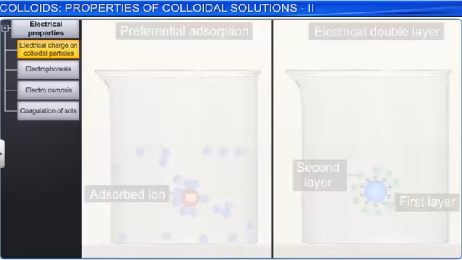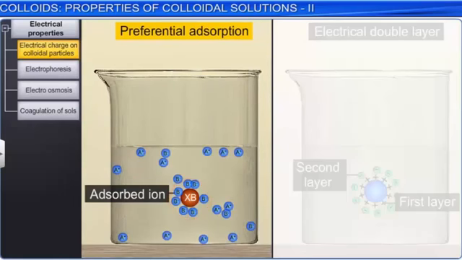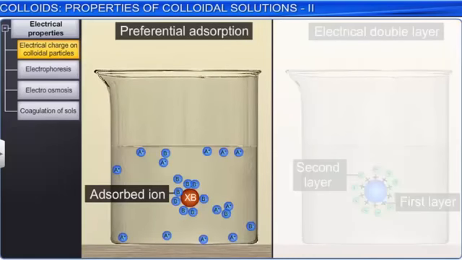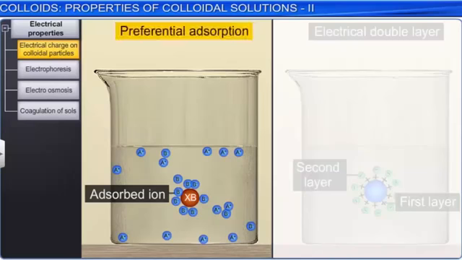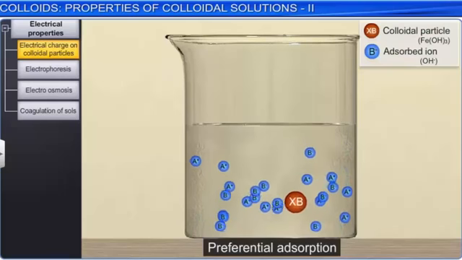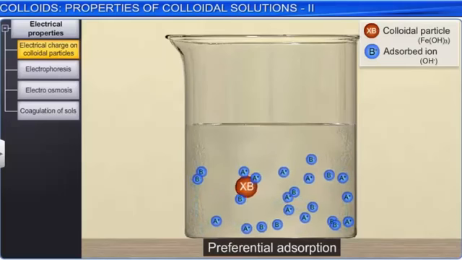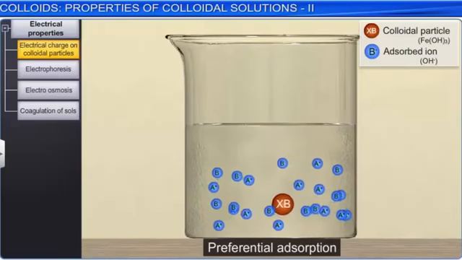The electrical charge on colloidal particles may be due to several reasons. These include electron capture by the colloidal particles during electrodispersion of metals, preferential adsorption of ions from the solution, and the formation of an electrical double layer. Let us discuss the most accepted reason first, the preferential adsorption of ions. Colloidal particles have the tendency to preferentially adsorb a particular type of ion from the solution. An ionic colloid preferentially adsorbs the ion common to the colloidal particles from the solution.